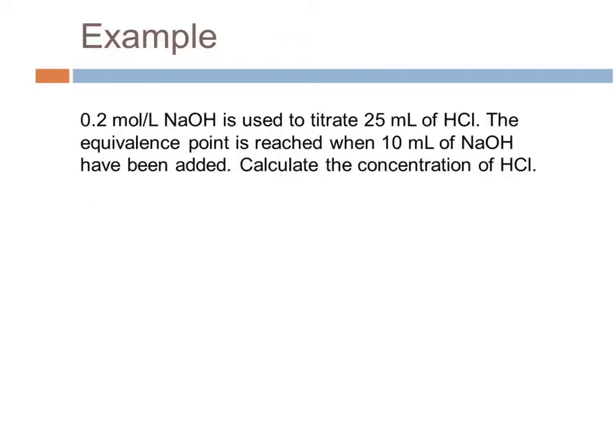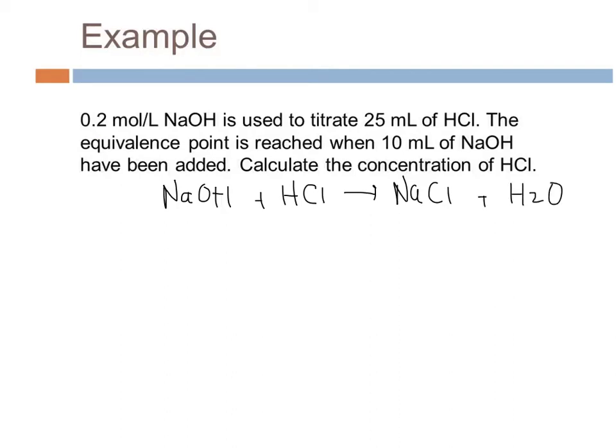To quickly review these types of calculations from last year, if we had a sample of NaOH 0.2 mol/L used to titrate 25 mL of HCl, the equivalence point is reached when 10 mL of NaOH has been added. Calculate the concentration of HCl. The first thing we need is a balanced chemical equation. NaOH plus HCl is going to make our salt, NaCl, plus water.